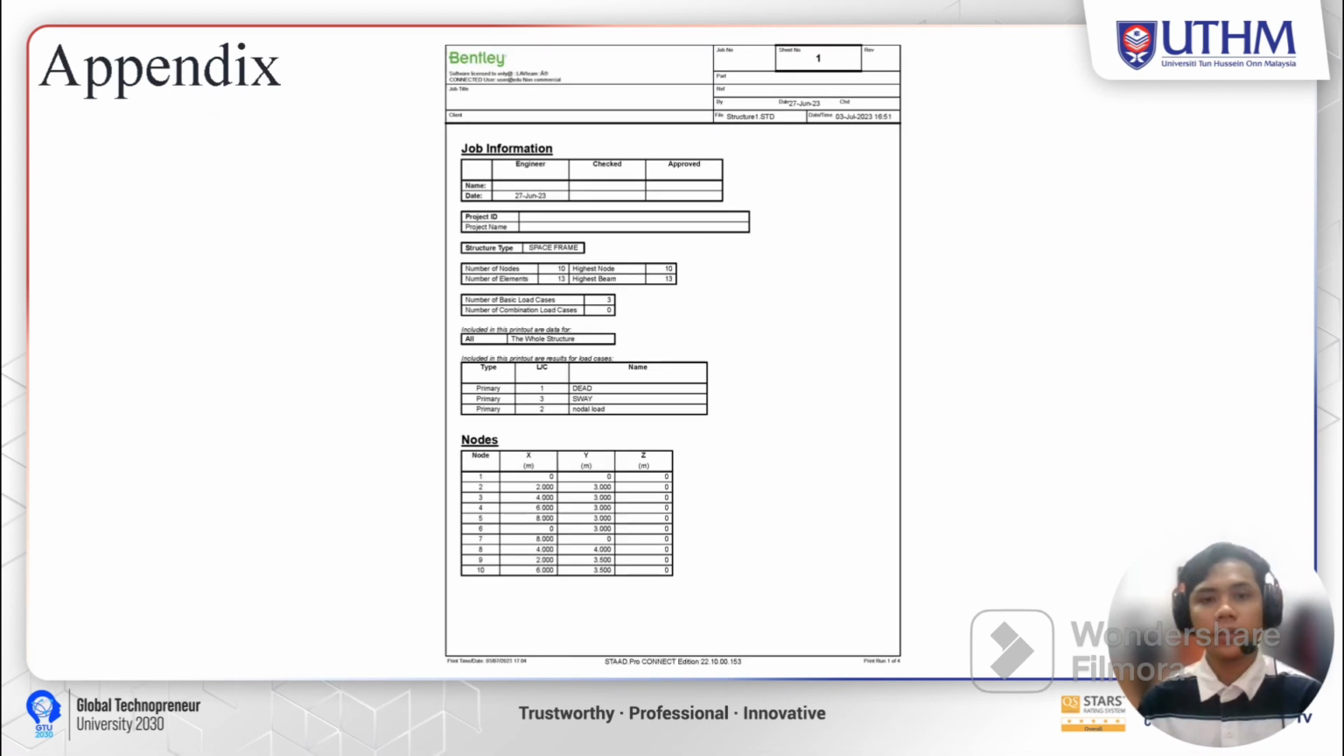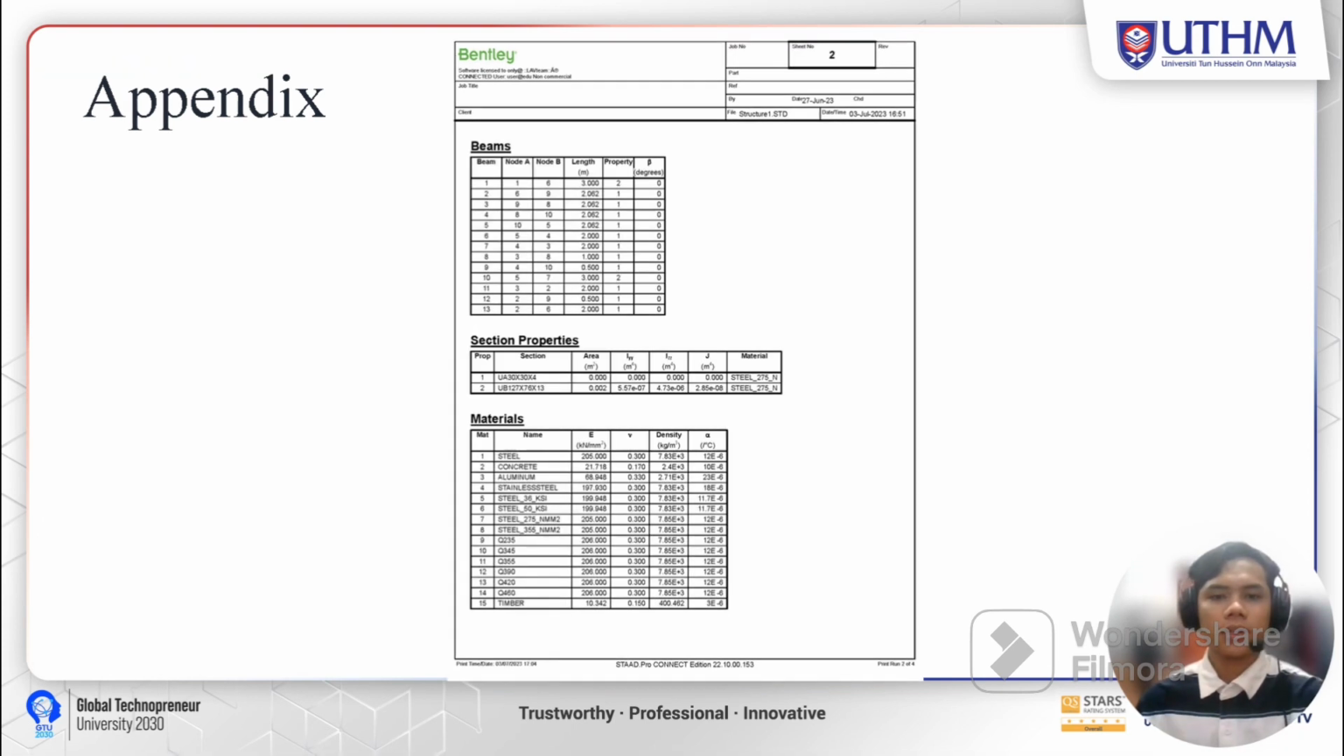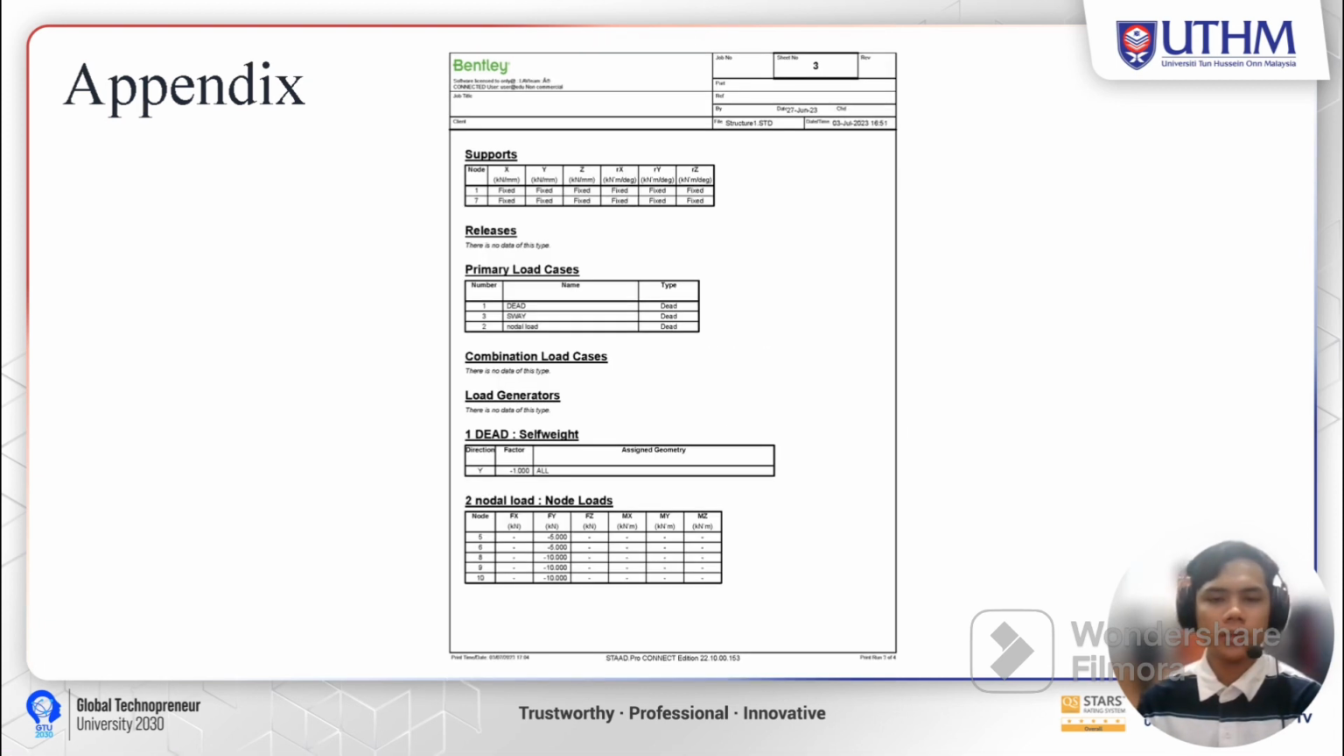For this appendix, it contains job information and notes that have been inserted manually in StatPro. And for this one, it contains beams, section properties and materials that have been used in StatPro. And for the last appendix, it contains supports, primary load cases and combinations of load cases.